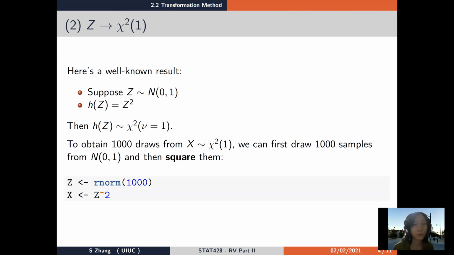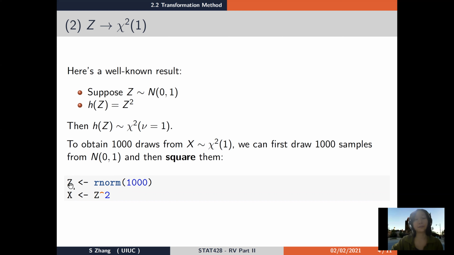Now, let's see a slightly more complicated example. There's a well-known result that if we have a standard normal random variable z, and we apply the transformation h(z) equal to z squared, then the resulting h(z) follows the chi-square distribution with 1 degree of freedom. Now let's suppose that we want to obtain 1,000 draws from the chi-square distribution with 1 degree of freedom. Let's call this random variable x. What we can do is to first draw 1,000 samples of z, and then we take the square of that. And the resulting outputs should be chi-square distributed with 1 degree of freedom.